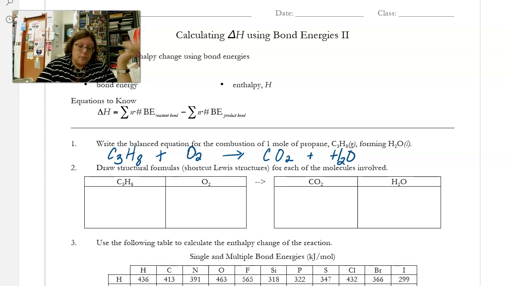We have 3 carbons, so we're going to need 3 carbon dioxides. We have 8 hydrogens from the propane, so we'll need 4 waters. 4 times 2 is 8 hydrogens. We have 3 times 2 is 6 oxygens from the carbon dioxide, 4 more from the water, so that's 10, which means we would have 5 pairs of oxygen.